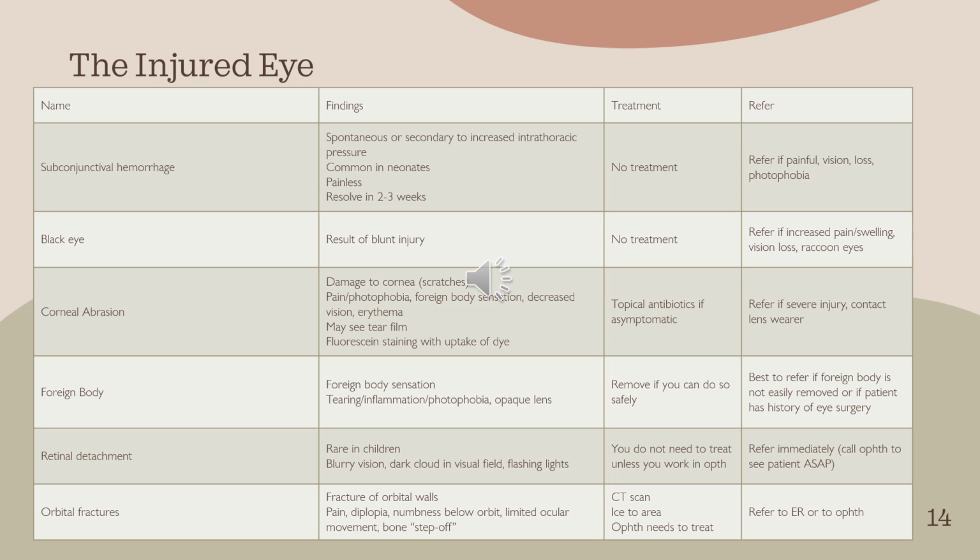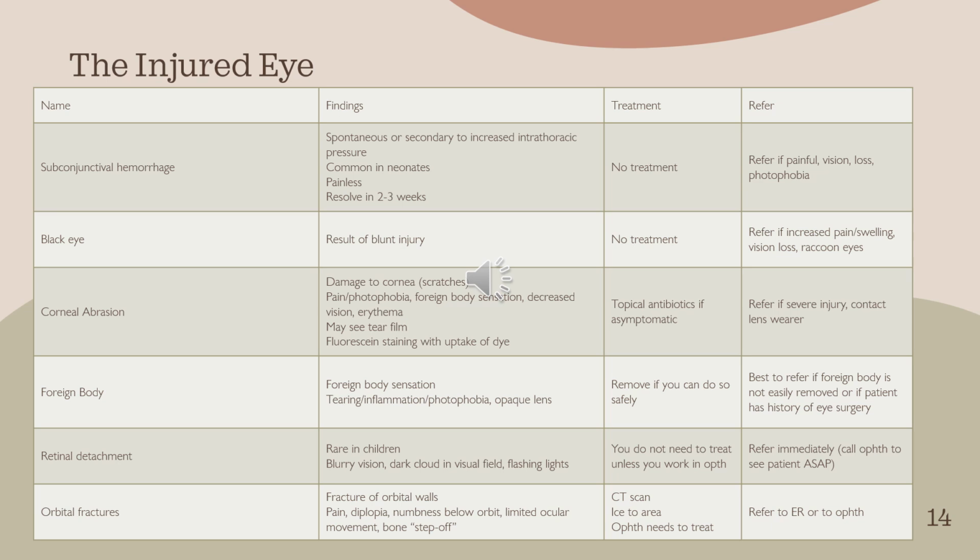This is not something you're likely going to treat unless you work for an eye doctor in an eye clinic, etc. Okay. Foreign body, if you can irrigate and get it out, okay. If not, send them on. Retinal detachment, it's rare in children, but they'll complain of blurred vision. They may have a dark cloud in the visual field, flashing lights. They need to be referred. Okay. This is an eye emergency and you need to refer immediately, meaning call the ophthalmologist and say, I have a possible retinal detachment, and they'll get them in as quick as possible.